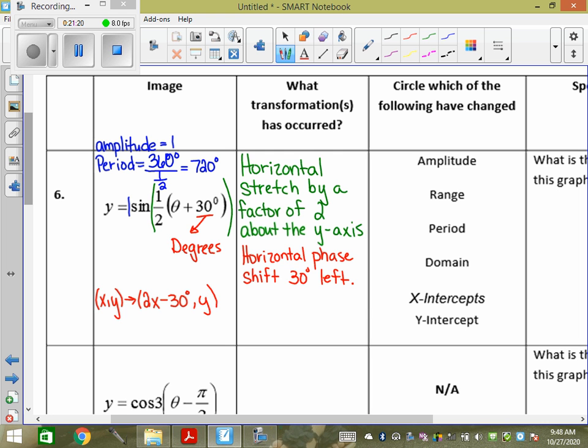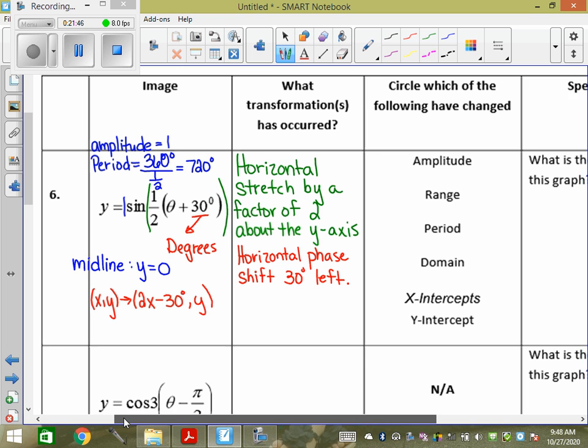My normal graph is 360. I'm stretching it by 2. So now it's going to be 720. That makes sense, right? It normally takes 360 to repeat. I'm multiplying by 2, so now it's going to take 720. My midline, what's my D? 0. So my midline is at y equals 0.